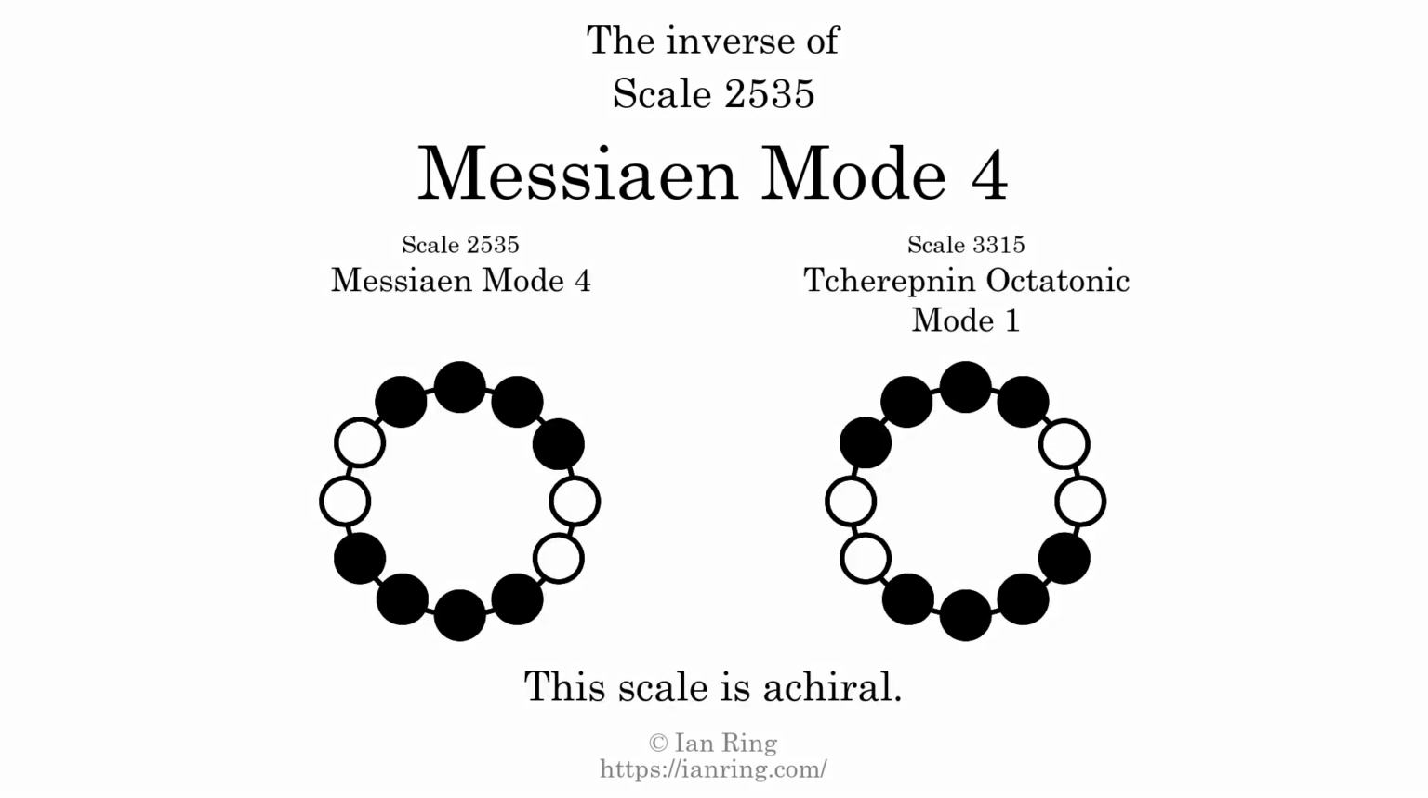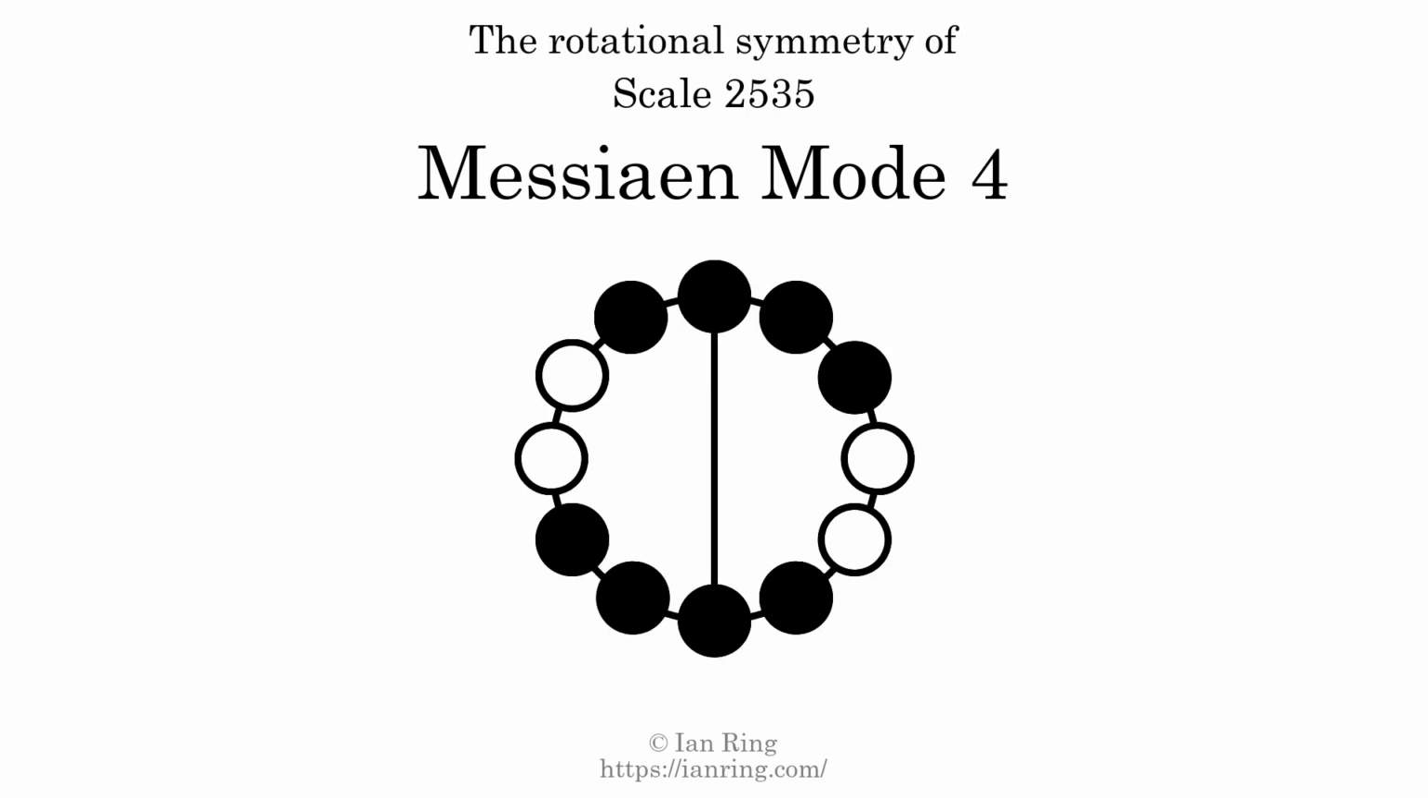The inverse of a scale is a mirror image. It is what you get when the sequence of intervals is reversed. The inverse of this scale is scale 3315, also known as Cherepnin Octatonic Mode 1. This scale is achiral, since it can transform into its own reflection by a rotational transformation. This scale has rotational symmetry at 6 semitones.